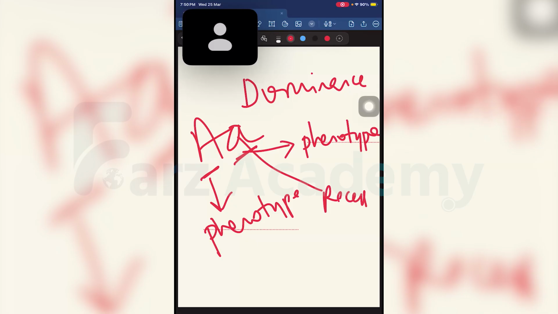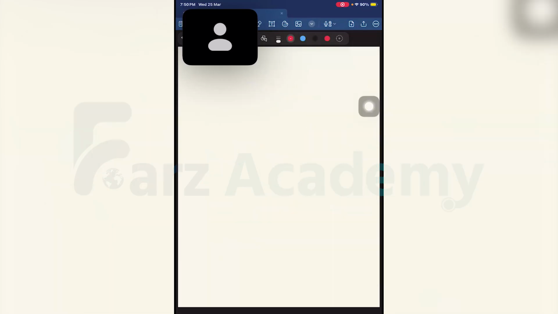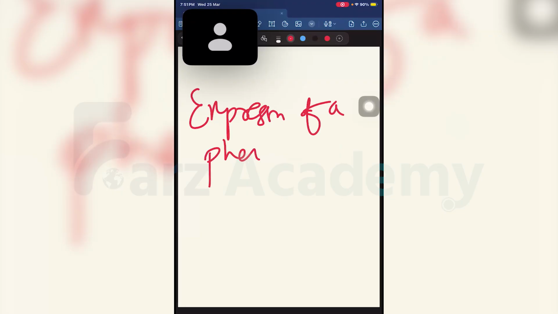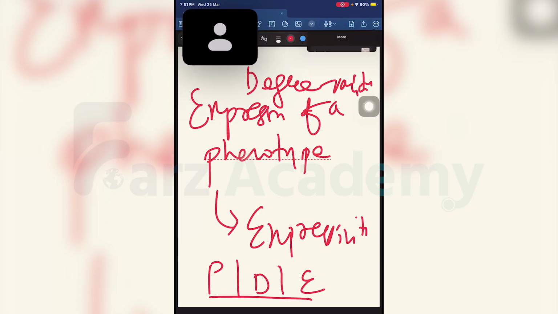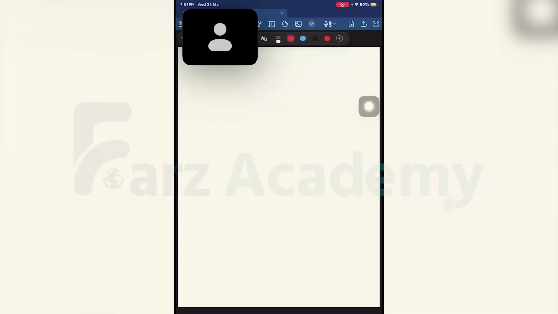Next is the variation in the expression. You understand not all Marfans come to you with tall height. Some Marfans may directly land to you with cardiovascular abnormalities. So the degree of variation in the expression of a phenotype of a particular disease is called expressivity. So penetrance, dominance, and expressivity are terms that could be tested as definitions in your MCQ.